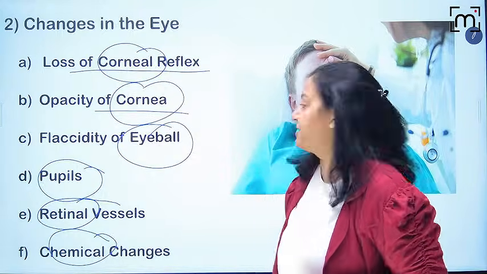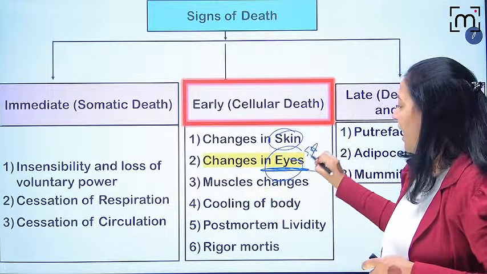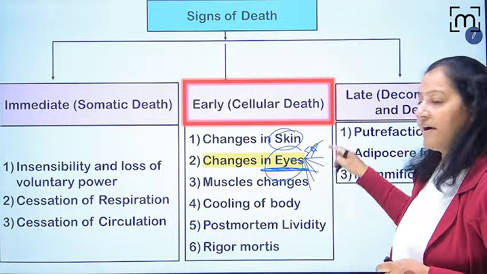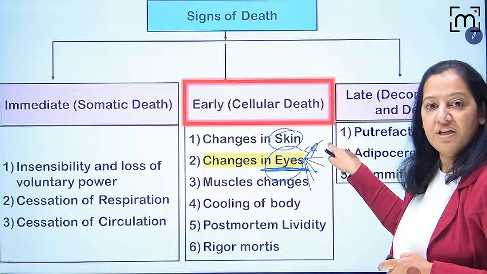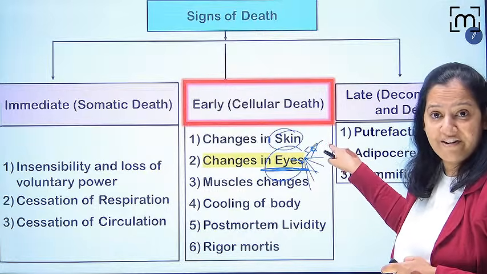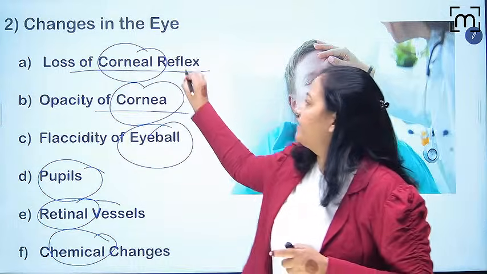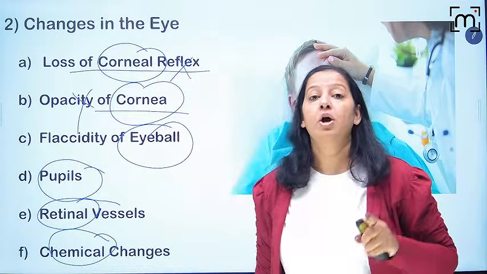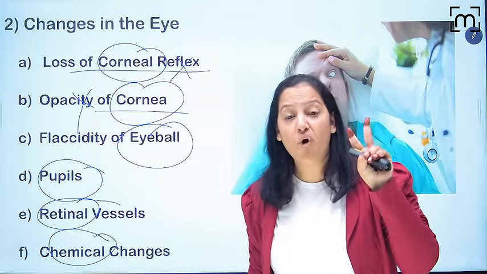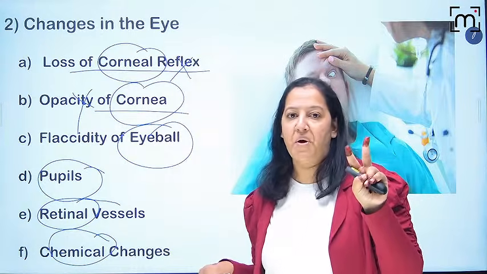First, you learn these 6 changes. I'm telling you the 6 changes in the eye. So in the eye, you can make 6 arrows and write down the 6 changes over here. Changes in the cornea: loss of corneal reflex, loss of corneal opacity. 2 things are lost in the cornea. In the cornea, the reflex is lost, opacity is lost. Learn it. 2 things are lost in the cornea.